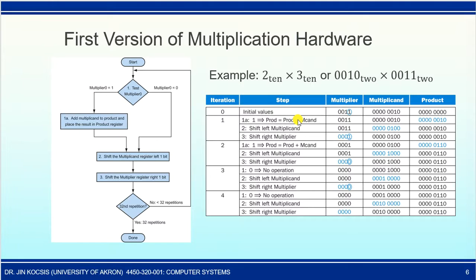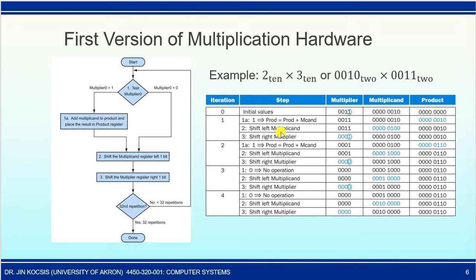But in this case, the least significant bit is 1. Therefore, I implement addition. Addition of what? Addition between the multiplicand and product. Therefore, you can see I will add the multiplicand to the product, and use that addition value to update the product, which is shown here. After that, I will do two shifts.